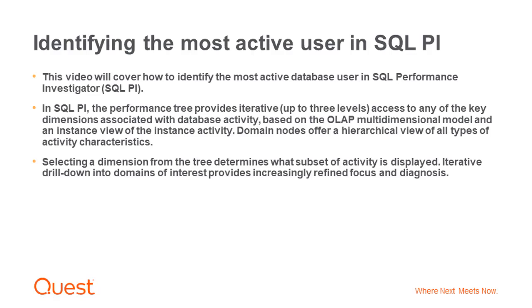In SQL PI, the performance tree provides iterative access, up to 3 levels, to any of the key dimensions associated with database activity, based on the OLAP multidimensional model and an instance view of the instance activity. Domain nodes offer a hierarchical view of the types of activity characteristics. Selecting a dimension from the tree determines what subset of the activity is displayed. Iterative drill down into domains of interest provides increasingly refined focus and diagnosis.